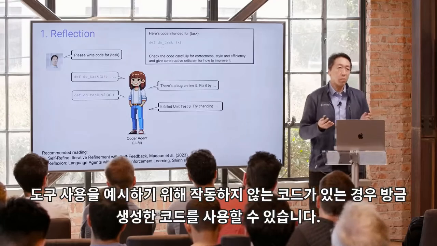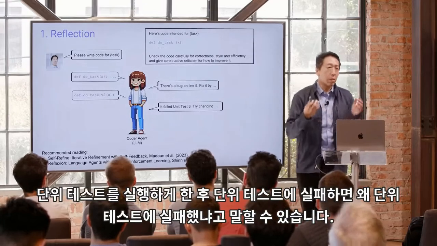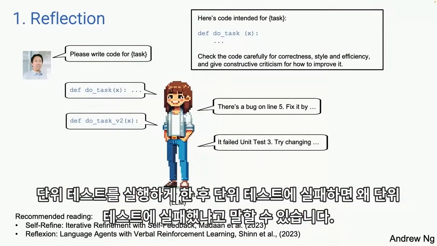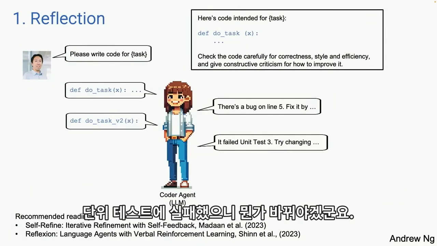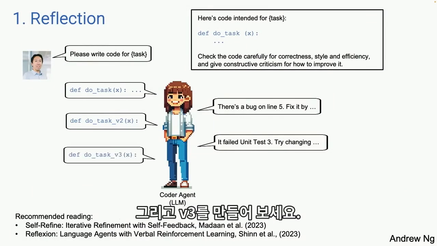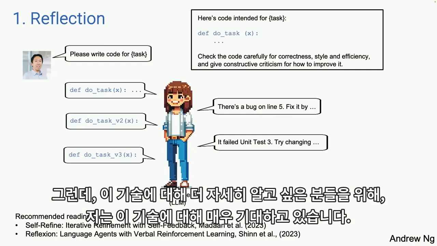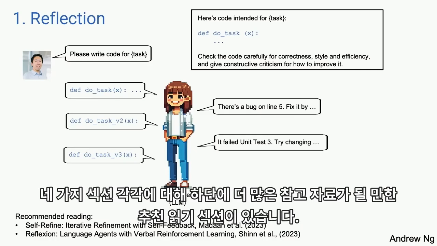To foreshadow tool use, if you let it run unit tests and it fails a unit test, then you can ask, why did you fail the unit test? Have that conversation and be able to figure out that since it failed the unit test, you should try changing something and come up with V3. By the way, for those of you that want to learn more about these technologies, I'm very excited about them. For each of the 4 sections, I have a little recommended reading section at the bottom that hopefully gives more references.